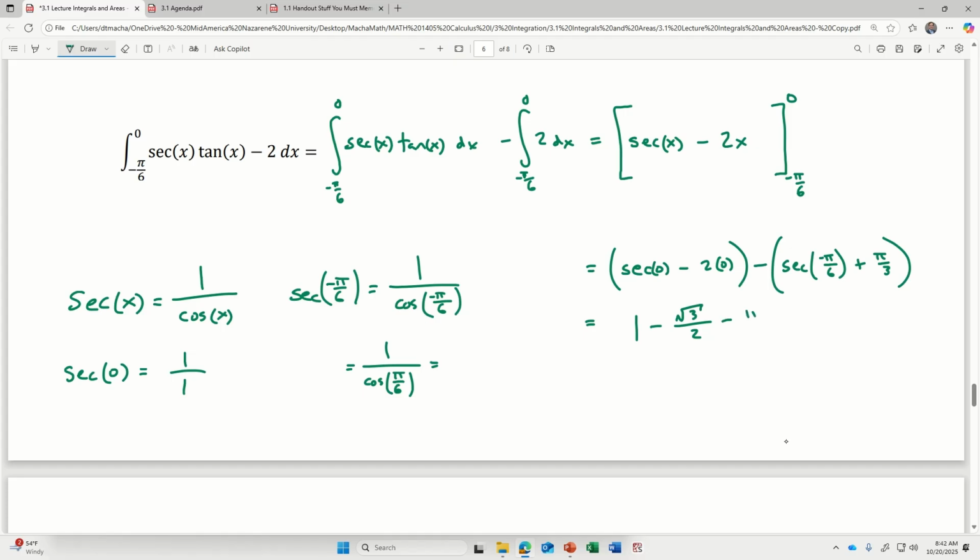Lastly, I subtract pi over 3, because I have to distribute that minus sign. So it's 1 minus square root 3 over 2 minus pi over 3.